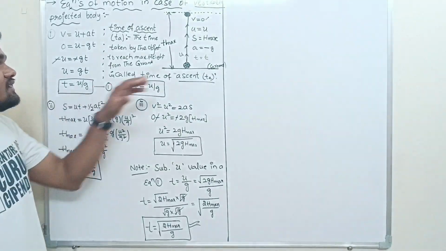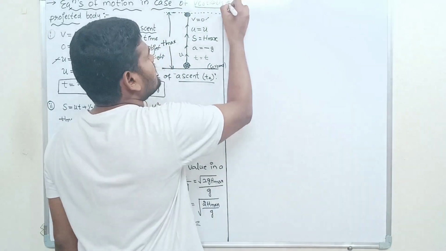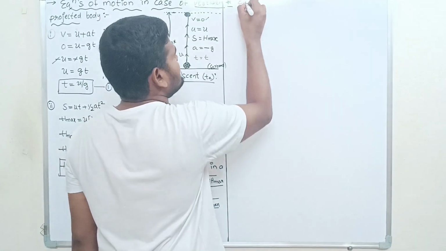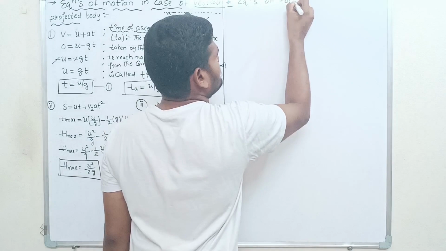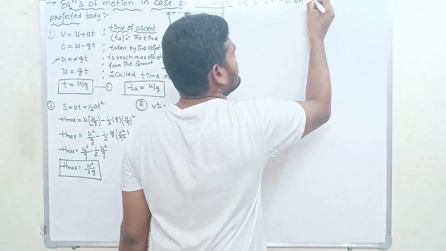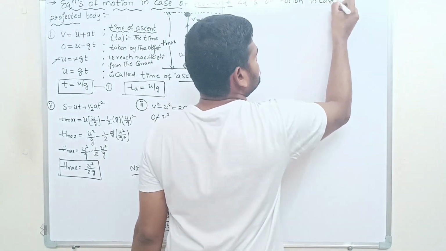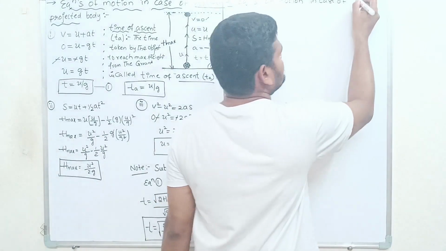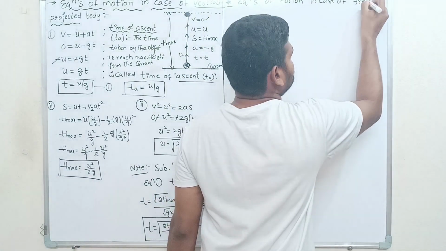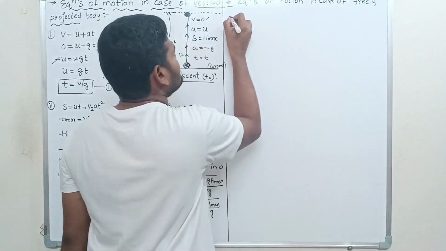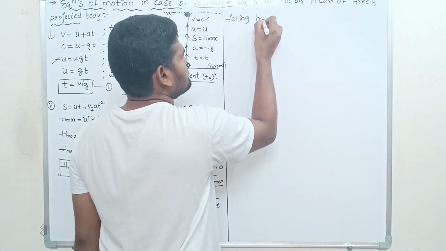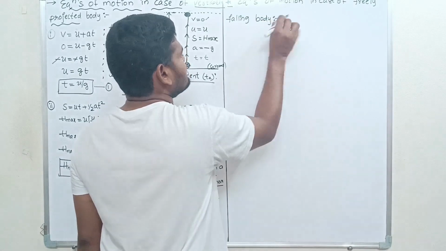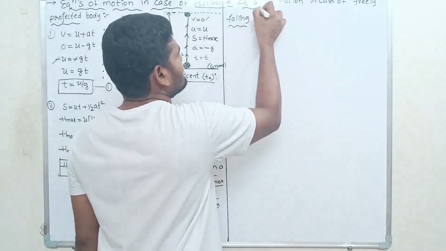Any doubt? The second part. What is the second part? Equations of motion in case of a freely falling body.